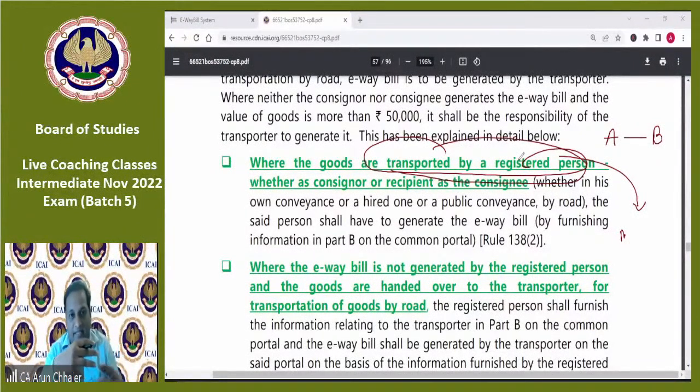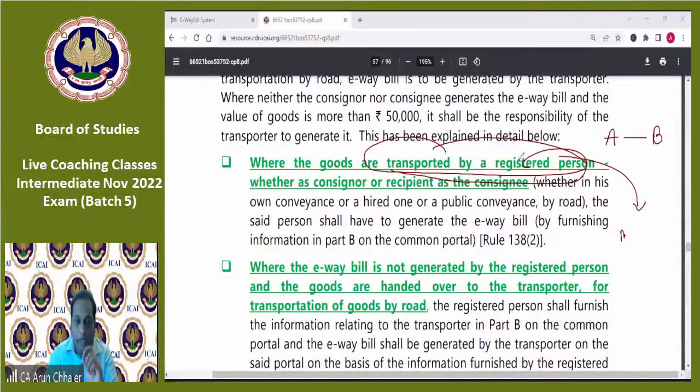Suppose Mr. A is a supplier and Mr. B is a customer. Either consignor or consignee, anyone is moving the goods. But Mr. A is responsible for movement of the goods or Mr. B is responsible for movement of the goods. That is the meaning of transported by registered person. The person who is causing the movement of the goods, that is registered.